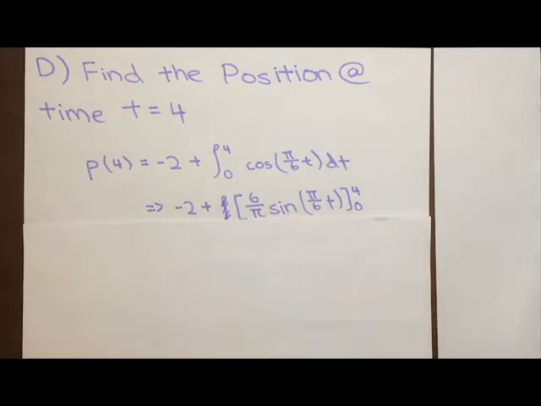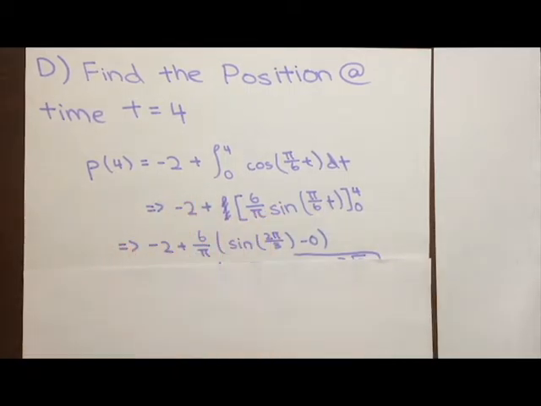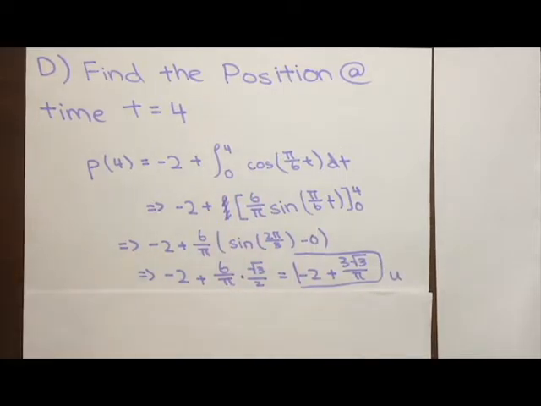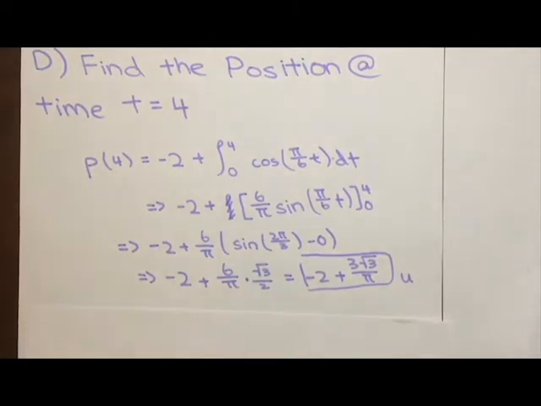With this, we can pull out the 6 over pi here, and then we'll use the second fundamental theorem of calculus, and we will get negative 2 plus 6 over pi times sine of 2 pi over 3 minus 0. The 0 can just be ignored, and we will get negative 2 plus 6 over pi times root 3 over 2. This will get us, ultimately, negative 2 plus 3 root 3 over pi units. This ends the explanation to question 6 of the 2012 FRQ.